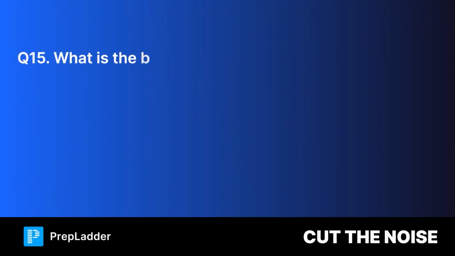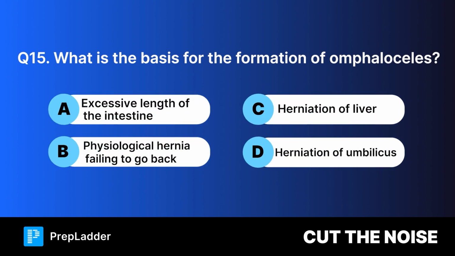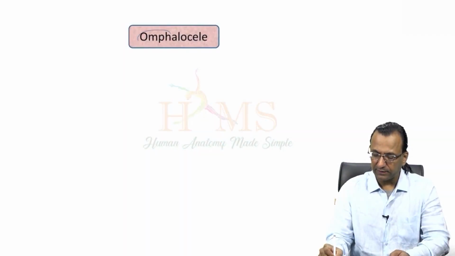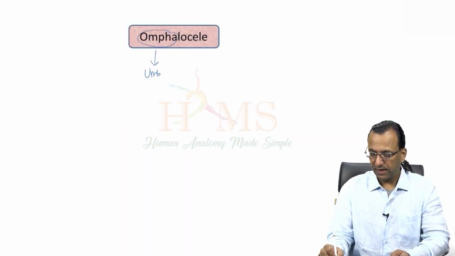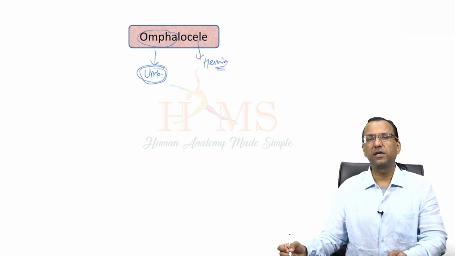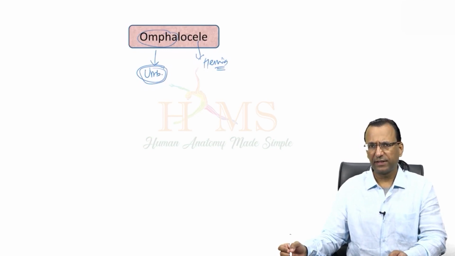Question 15. What is the basis for the formation of omphalocele? Your options are, and the correct answer is physiological hernia failing to go back. Here's the explanation. Omphalo means umbilicus. And what is cele? Cele means hernia. So omphalo is umbilicus and cele is hernia. Umbilical hernia? Yes.